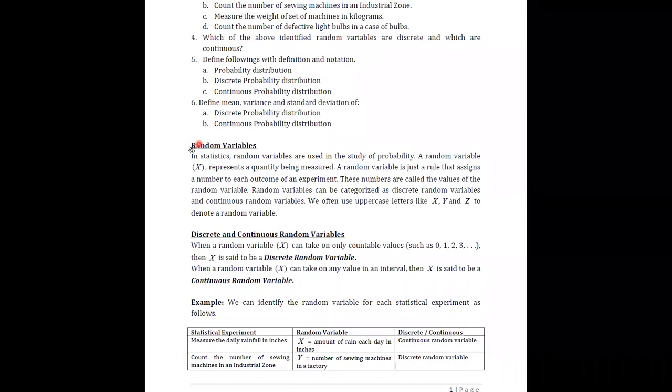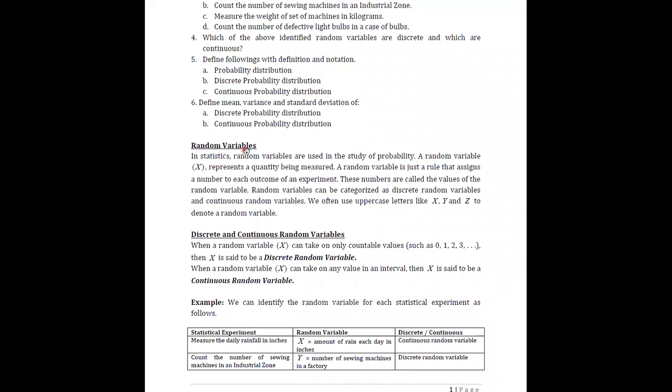Now we will look at random variables. In statistics, random variables are used in the study of probability. A random variable x represents a quantity being measured. A random variable is just a rule that assigns a number to each outcome of an experiment. These numbers are called the values of the random variable, and random variables can be categorized as discrete random variables and continuous random variables. We often use uppercase letters to denote a random variable.